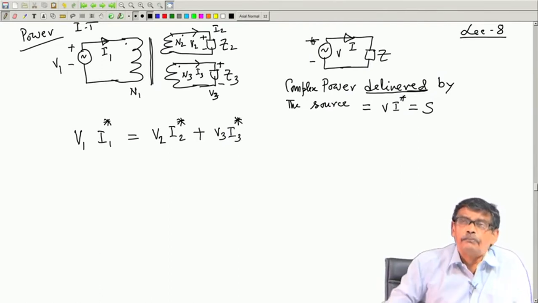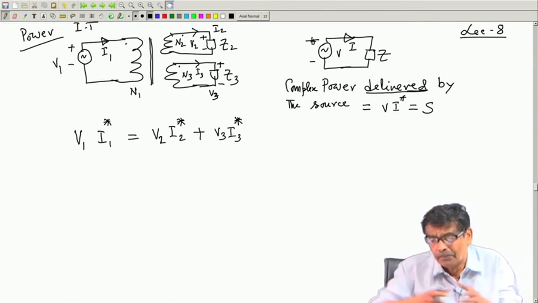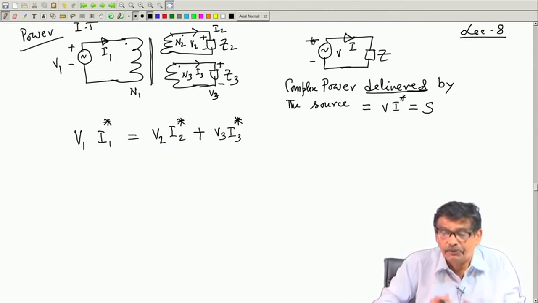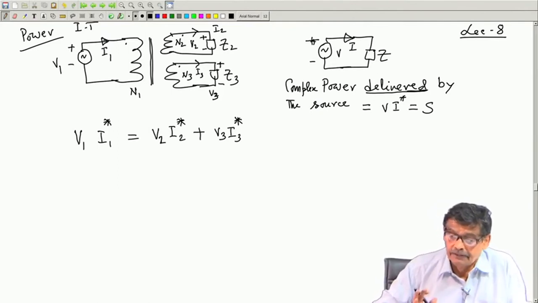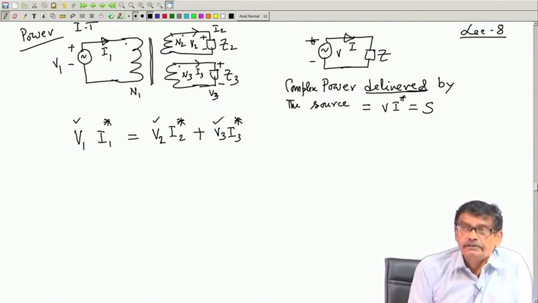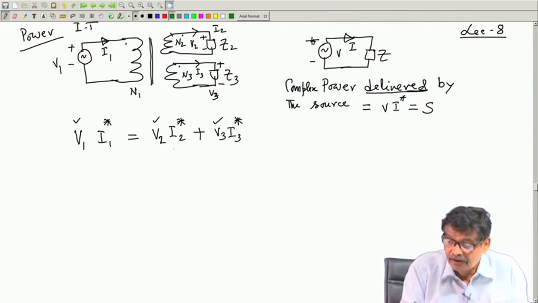It has to be from power balance. Even if you do not go into the complexity of the transformer, how flux remains the same, this has to hold. So, in this case I know V 1, V 2 and V 3, because the numbers of turns are known, so those voltages are known. What else do I know? I know I 2, I know I 3.